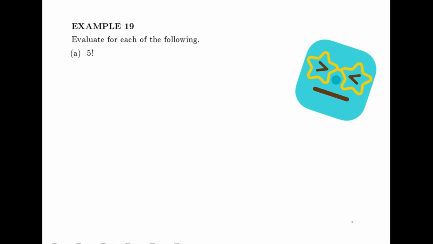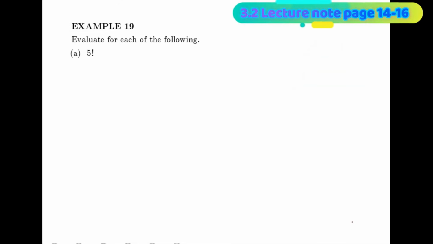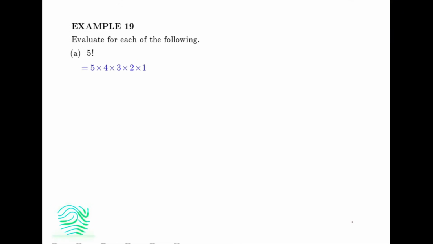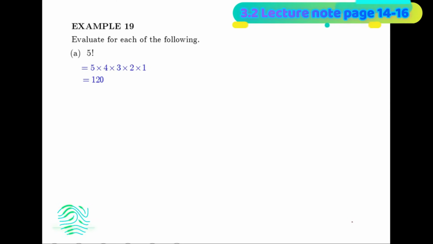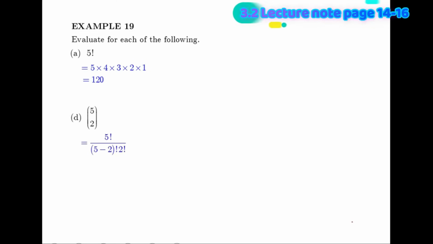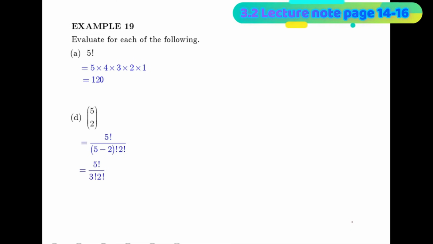Now, look at example 19. We have to evaluate 5 factorial here. As stated previously, we start with 5 itself and then multiply by the term minus 1 from the previous term up till 1, to get 120. For D, we have 5C2 with n equals 5 and r equals 2. Substituting this n and r into the formula of the binomial coefficient and simplifying, we get 10. And we are done.